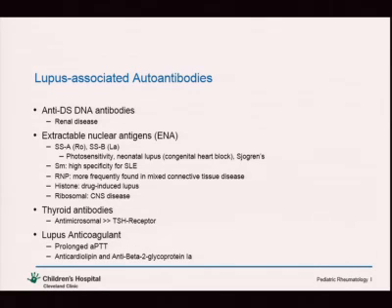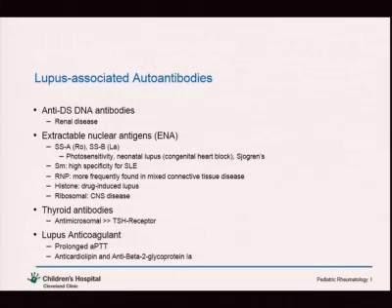A specific antibody called anti-ribosomal P is associated with lupus psychosis. Patients with lupus not uncommonly have anti-thyroid antibodies. You're on the lookout for thyroid disease. If patients have active lupus, sometimes they have what we call sick euthyroid syndrome. It affects their thyroid function, but they don't exactly have a chronic autoimmune thyroiditis.